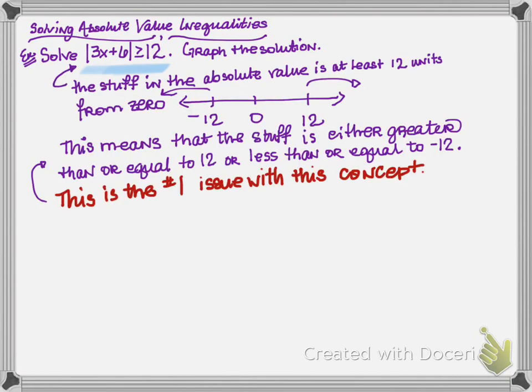Okay, so if this stuff is either greater than or equal to 12 or less than or equal to negative 12, then that means that 3x plus 6 is less than or equal to negative 12. So more than 12 to the left, or more than 12 to the right. And you must divide it up into those two different pieces with the word or.